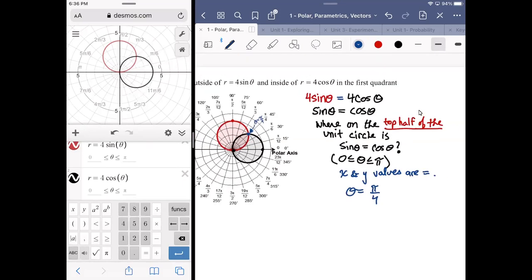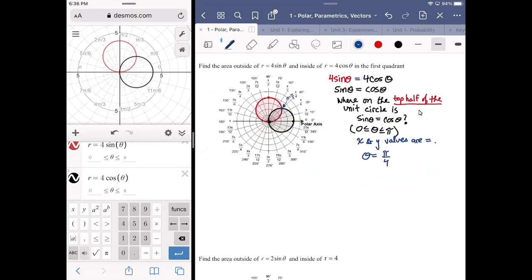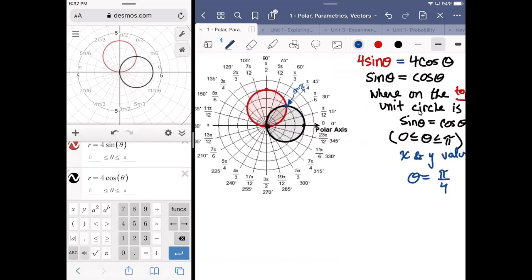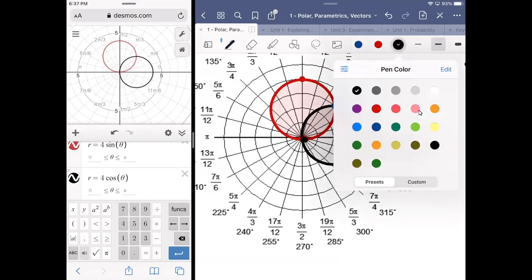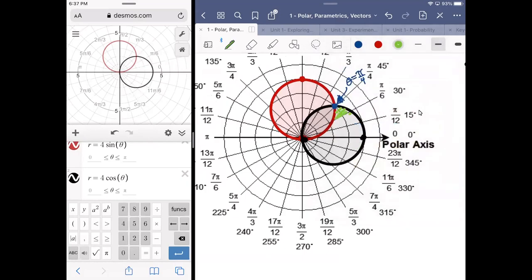Now, I need to figure out the area. So the area outside of 4 sine theta, so outside the red circle, and inside 4 cosine theta in the first quadrant. All right, so it just got a little bit crazy here, because what it's saying is I want to be outside of the red circle, right? So everything but the red circle, but I got to be inside the black circle, right? But I also got to be in the first quadrant. All right, so it's asking me for, and I'll shade it in green, not that green, something brighter. It's asking me for this area.